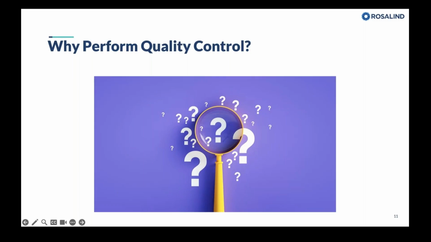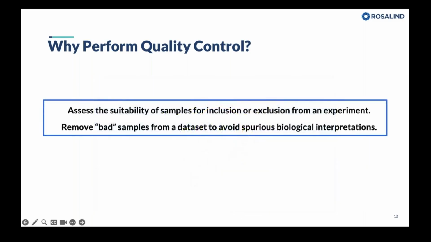Okay, so hopefully a few thoughts popped into your mind. I will show you what first came to mind when I was thinking about this question. Two things. The first is that you want to assess the suitability of your samples for inclusion or exclusion from an experiment. And why do we want to exclude certain samples? It's because we want to identify these so-called bad samples and get them out of the data set and out of the analysis, because if we include bad data in your analysis, we might have spurious biological interpretations, you might have incorrect results.